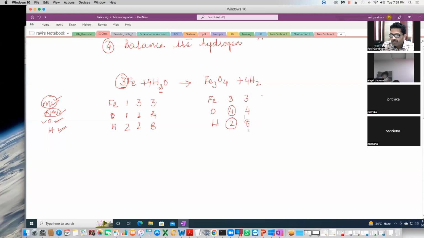Yes, sir. See, what have we done first? I'm just repeating this entire thing once again. We have written each and every element on the right hand side and on the left hand side, that is the reactants and the products respectively. And the number of atoms I've written for each of the elements initially, even before starting the balancing. Then we first balance the metal.